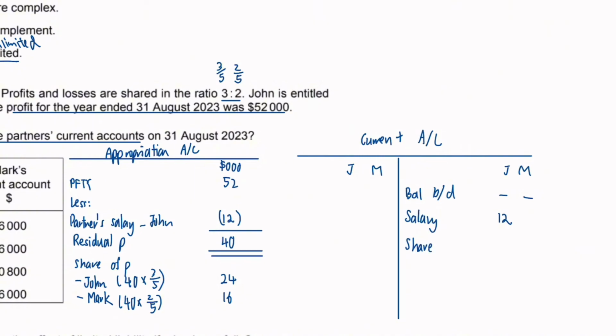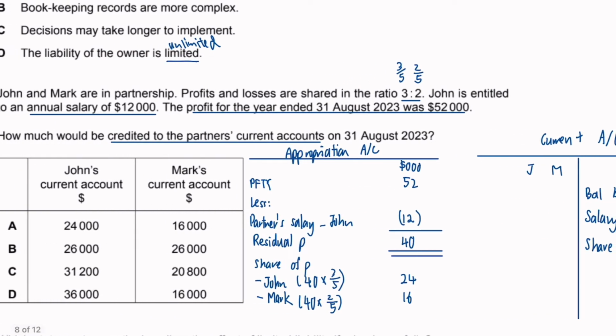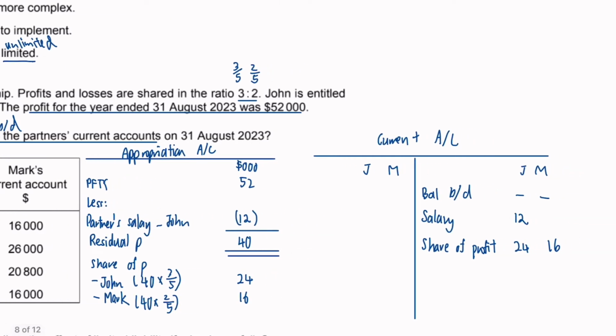You also credit 24 and 16. Okay, so what they want us to find is how much is credited to the partner's account. So it's the balance BD. They want to find the balance BD. Okay, so let's total up here. Okay, so this is a balance CD.